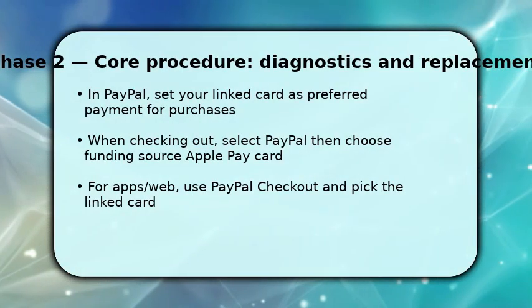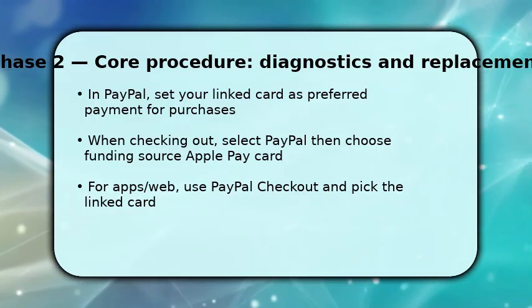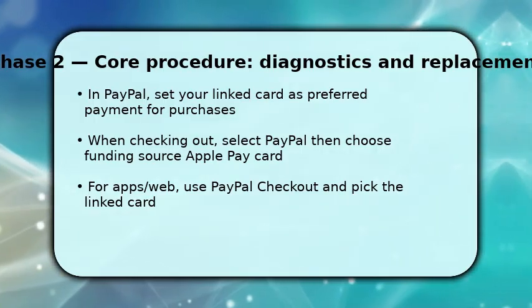Next, you tell PayPal to use that card when you pay. In PayPal's wallet, set the linked card as your preferred payment method. This makes it the default funding source.